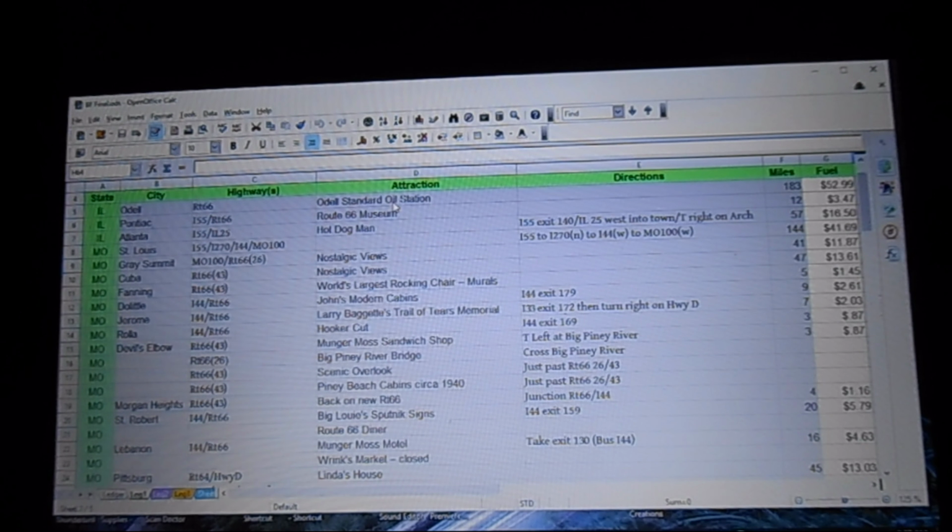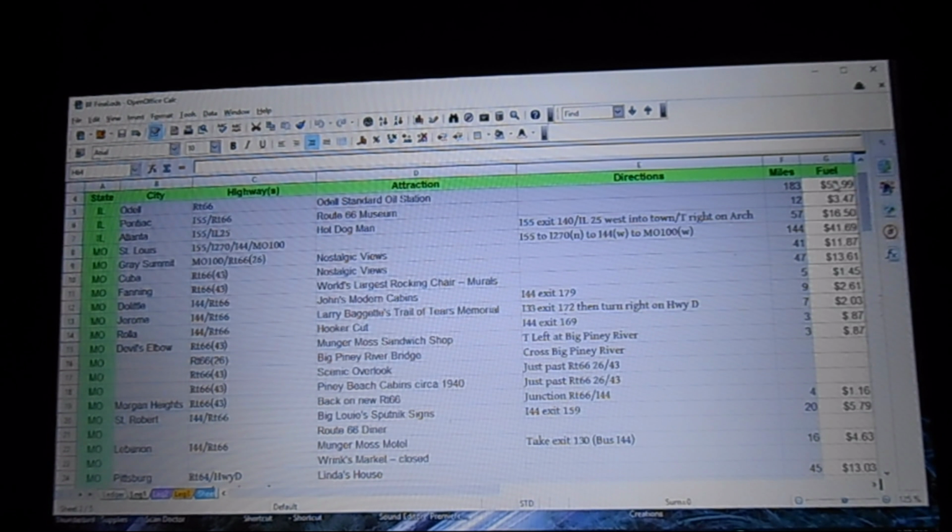The attraction. These are planned stops along the way. And here's the closest city and the highway that it's on, some basic directions on how to get to it. But here's the important part over here, the number of miles. And this is the number of miles from the previous point. So this 183 miles right here, this would be from East Moline to Odell, Illinois, is 183 miles.